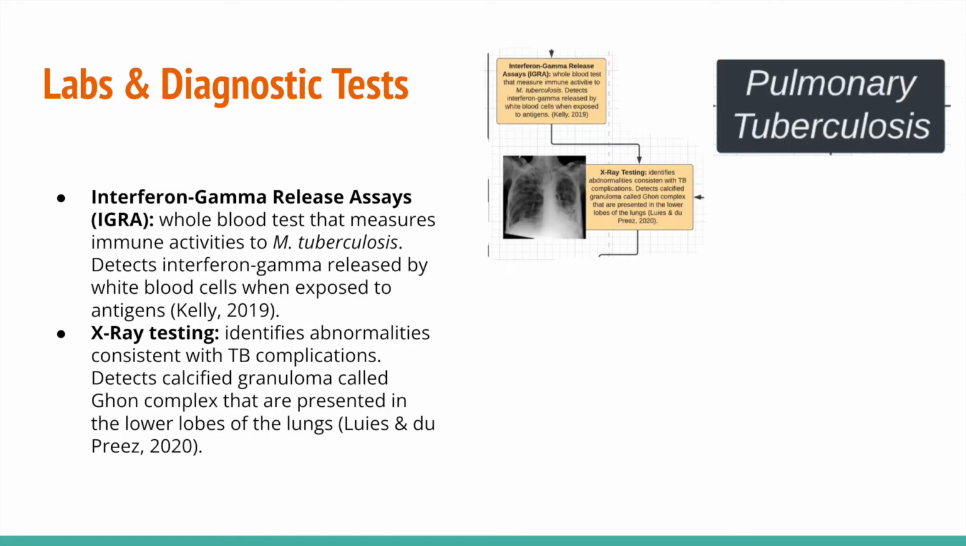The interferon gamma release assays, or IGRA, involves a blood test that measures immune activities and white blood cell response when exposed to certain antigens. And lastly, X-ray testing provides a picture of the lungs to detect any abnormalities and the progression of the disease, noting certain immune bodies such as granulomas that are indicative of TB.